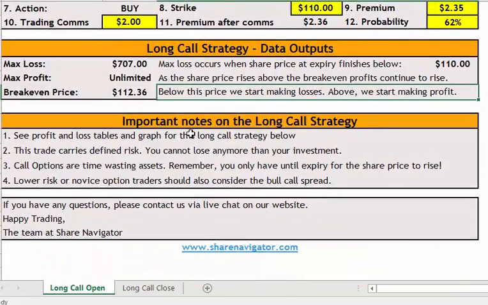We've just included some notes here on the trade. We're saying look at the profit and loss tables below, and we're saying that it carries defined risk, which is good. You cannot lose any more than your investment.